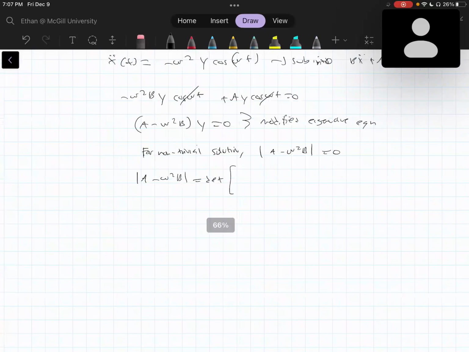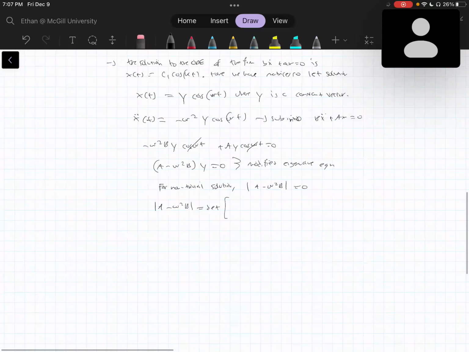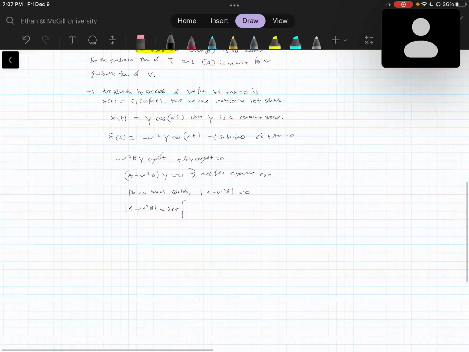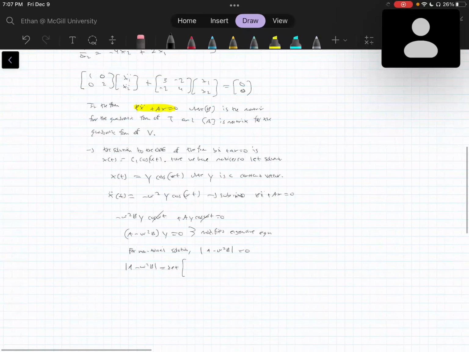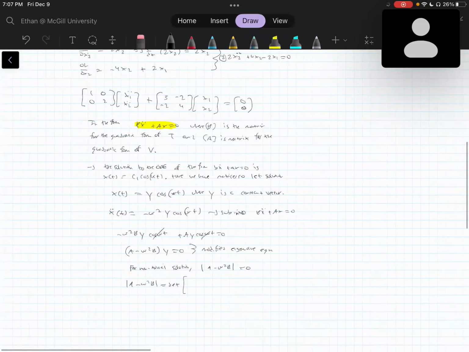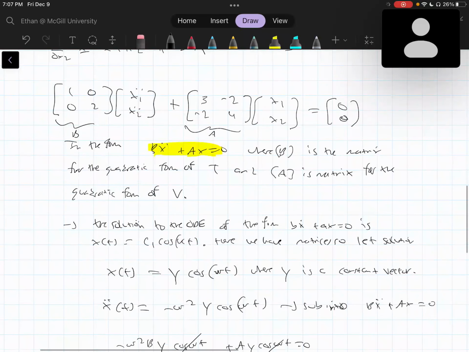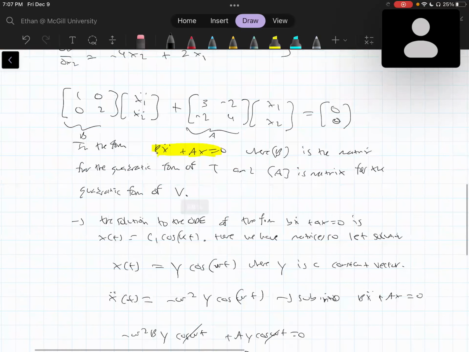I will do the first one only. So A minus omega squared B. If we look here, this is our A, this is B. So A is 3 minus omega squared B. We're going to have 3 minus omega squared times 1 in the first spot, which is going to be 3 minus omega squared. And for the off-diagonals, we're going to have negative 2 minus 0, because omega squared times 0 is 0. And for the bottom right, we're going to have 4 minus omega squared times 2.